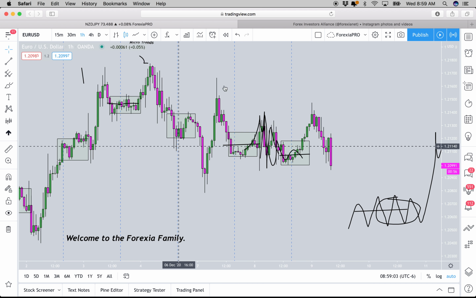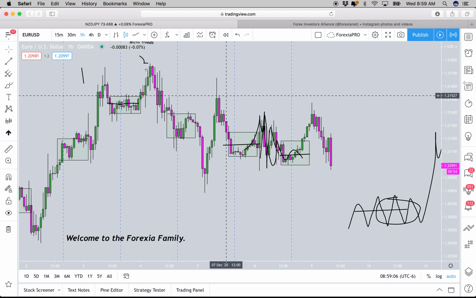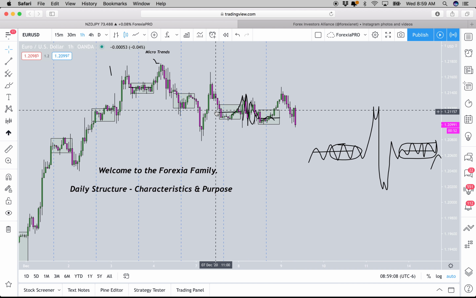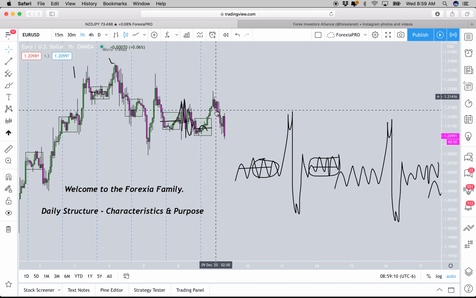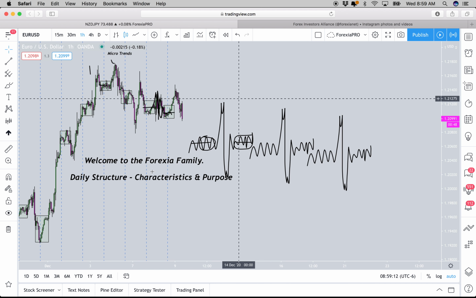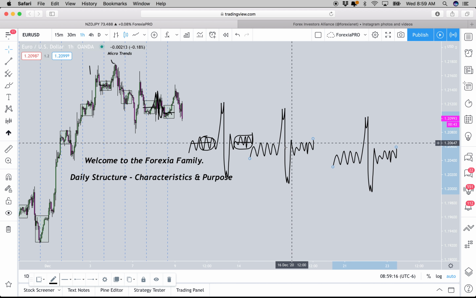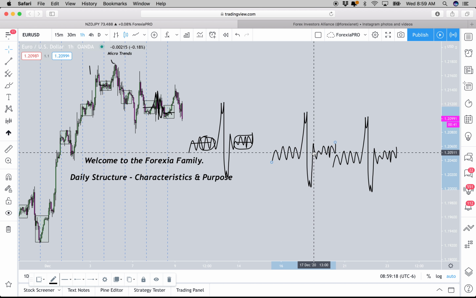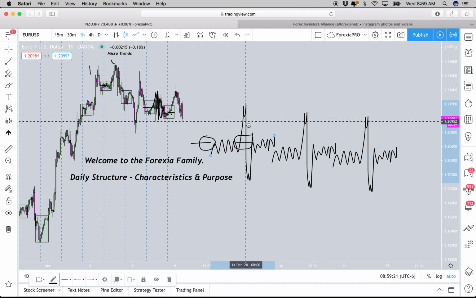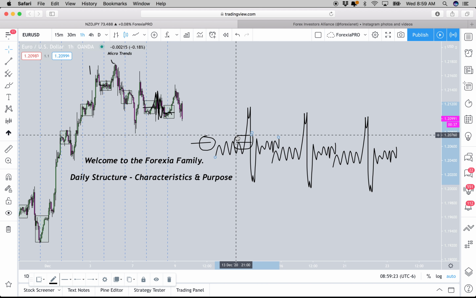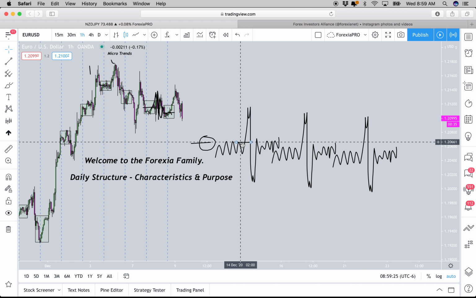This is the underlying, the fundamental structure behind the creation of a trend. This is what nobody is teaching. This is what Forexia teaches. This is what we teach in our academy. This is what we teach for free every once in a while. Not as in-depth as we do in the academy.